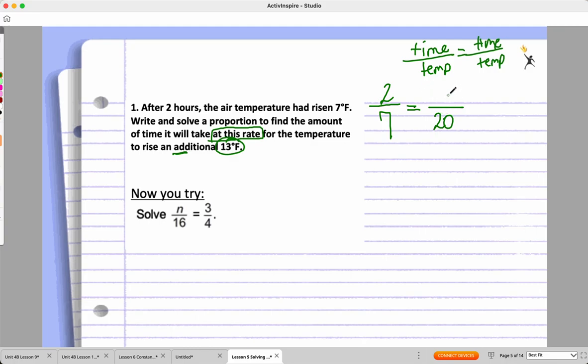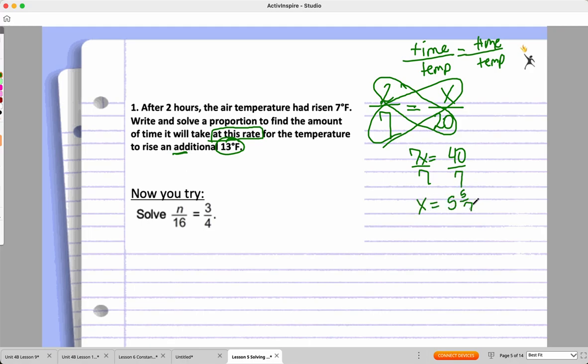So since I don't know the time, I'm going to put x here. I can put whatever variable I want, but now I'm going to use my cross product property and say, okay, 2 times 20 is 40. 7 times x is 7x. And now I have that equation that I was solving back in unit 3, and I divide both sides by 7. That's how I'm going to find out what x is. And when I do that, I find that it takes 5 and 5/7 hours. Put my label on that. Okay. Now I want you to go ahead and pause the video and figure out the second one.